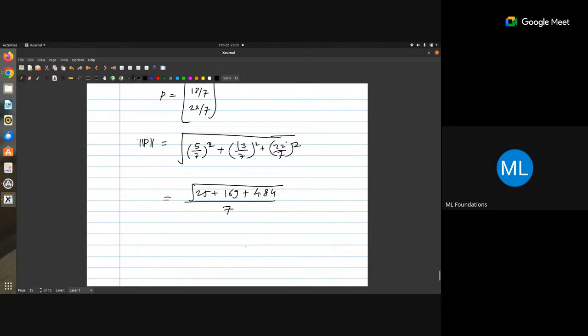Is it correct? So you just do the calculation. Somebody just do the calculation for me. The numerator is 678, the root of 678, divided by 7. Okay, so just find out the value, you'll get the length of P.